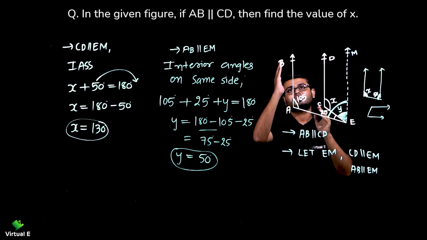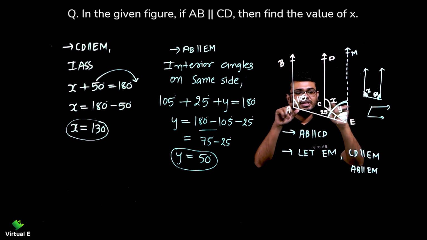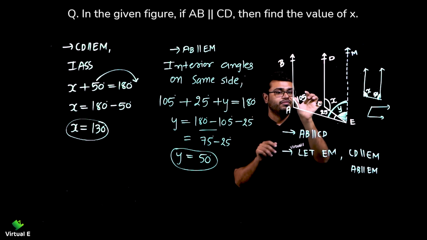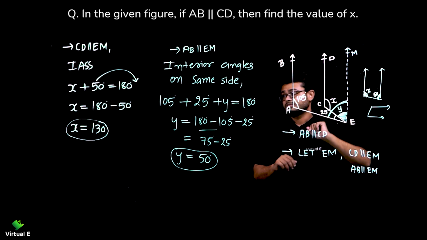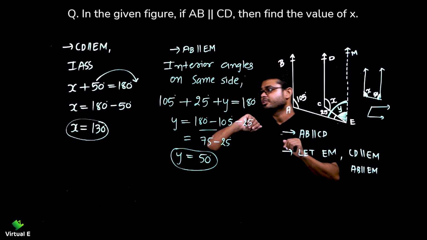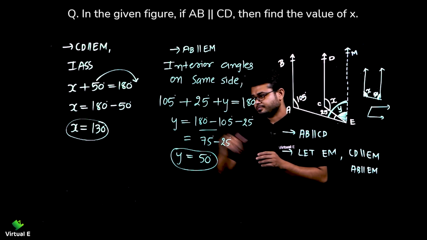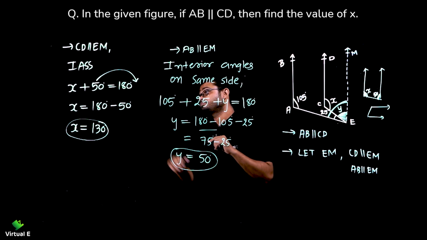First of all, we started with parallel lines AB and ME, right? So we have taken the concept of interior angles on the same side. It means that if you add 105 and these two angles, remember the transversal, 105 plus 25 plus y is equal to 180 degrees. You get the value of y over here, that is 50.